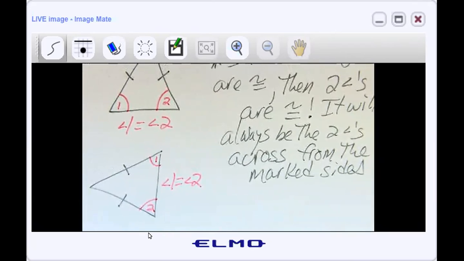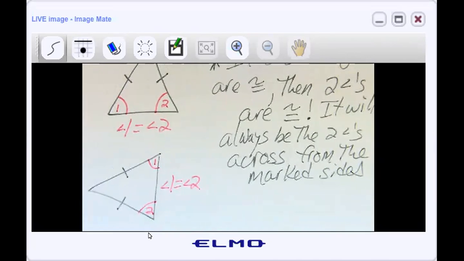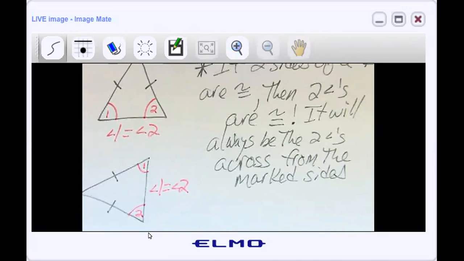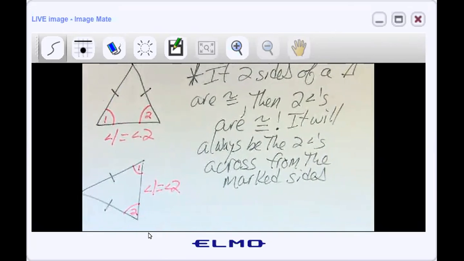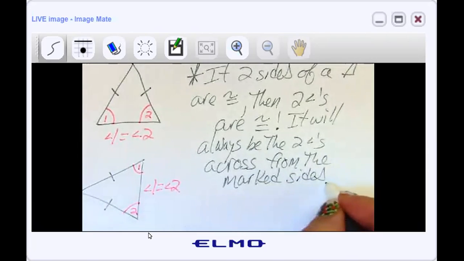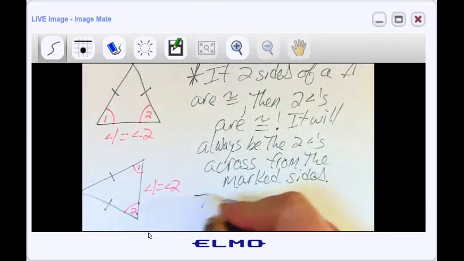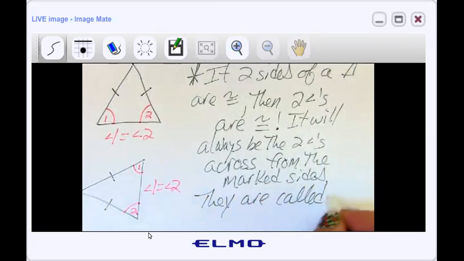Gosh, if only there was a name for this pair of angles. But there is. They're called base angles. All right, so let's add that to what we already have here in words. If two sides of a triangle are congruent, then two angles are congruent. It will always be the two angles across from the marked sides. So let's just say they are called base angle pairs.